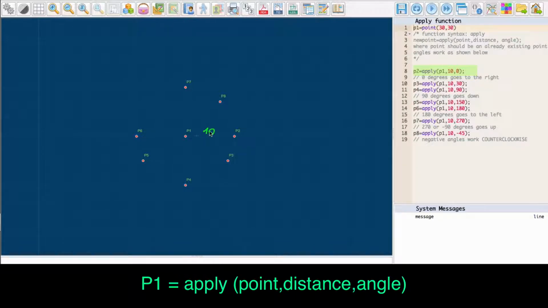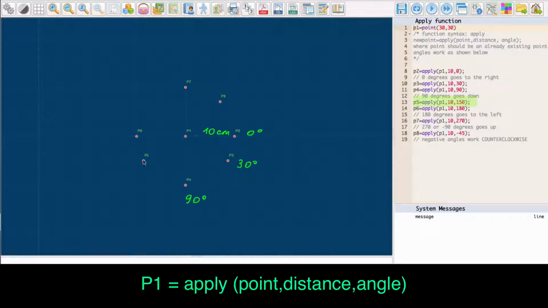We can see that the distance is in fact 10 centimeters. And as we remember, 0 degrees is to the right from point P1. The next line of code places point P3 at the same distance from point P1 but at the angle of 30 degrees. The next point, P4, is again at 10 centimeters from point P1, at the angle of 90 degrees, so downwards at 6 o'clock.